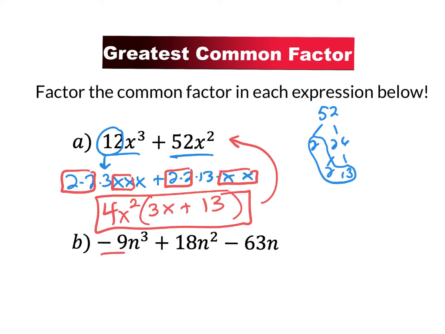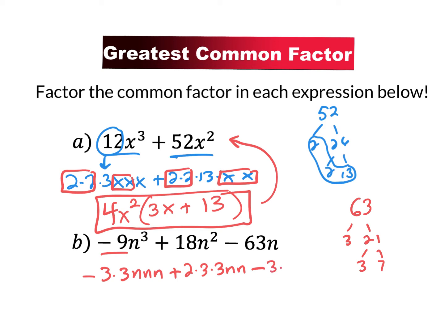In the next one, this is a -9, so if I break that down by prime factorization, the only way I can break that up is just 3 times 3, but there's a negative in front. And then n cubed can be written as n times n times n, still have the plus sign. If I break down 18, that's 2 times 9, which is 2 times 3 times 3, and n squared is n times n. Still have the minus sign, and now let's do a prime factorization of 63. So 63 can be broken up as 3 times 21, and then 21 is 3 times 7. So 63 itself can be written as 3 times 3 times 7, and then there's that extra n there.